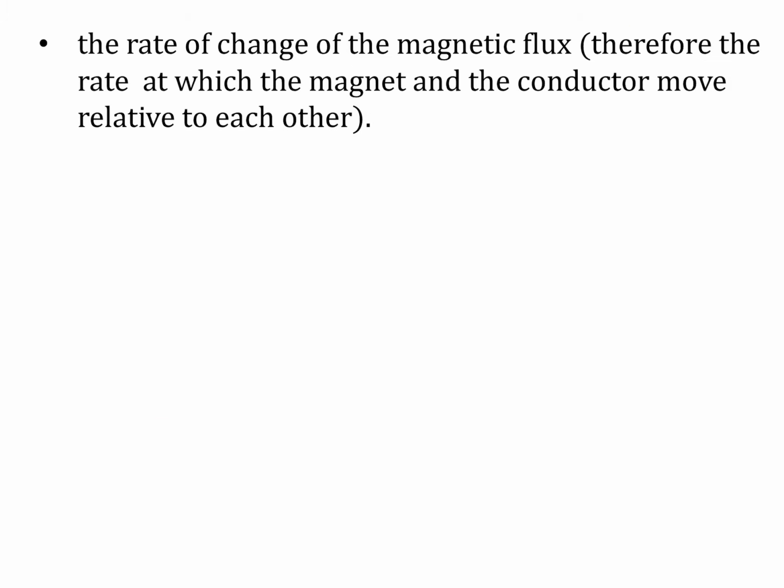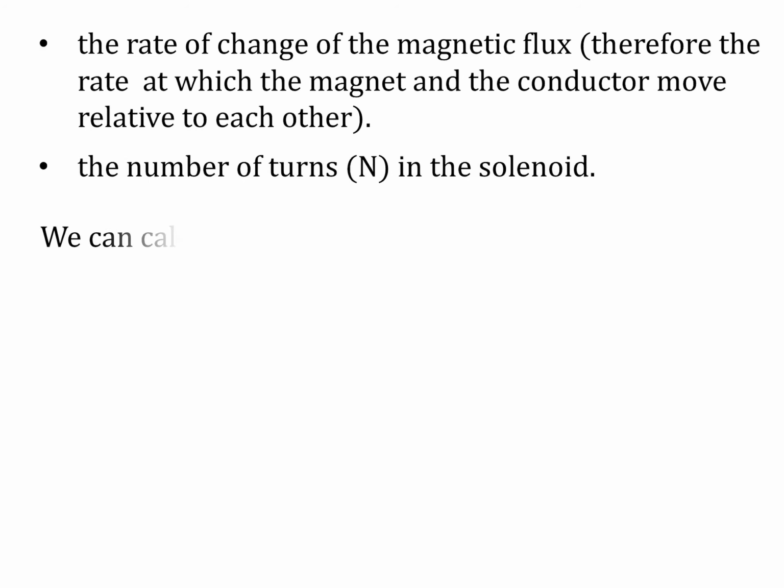Number three, the rate of change, in other words, how fast am I moving the magnet? That means either is the magnet moving quickly or is the coil moving quickly? You don't always have to move the magnet, you can move the coil, so just be aware of that. And the number of turns in the solenoid, in other words, how many loops there are. If there's 1, 3, 200, it makes a difference.